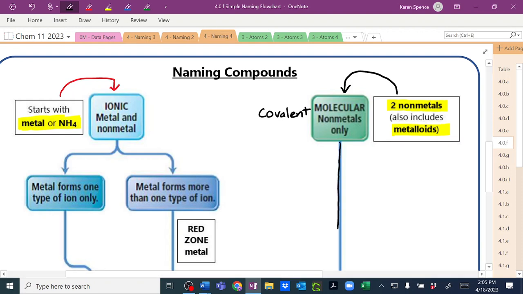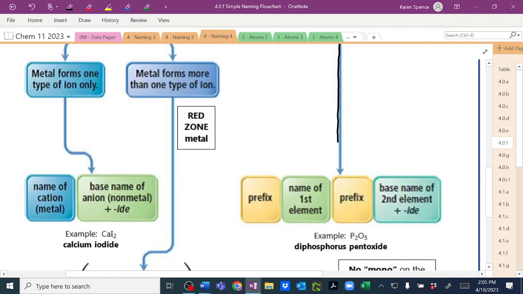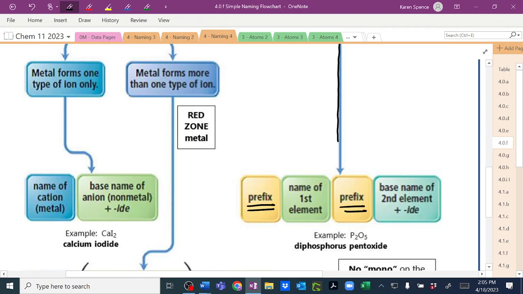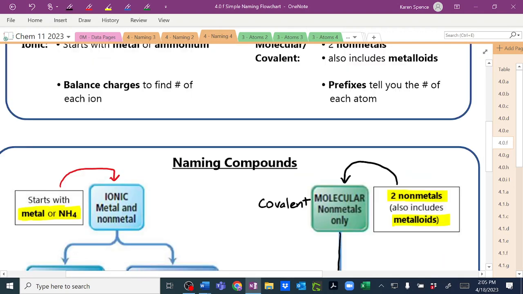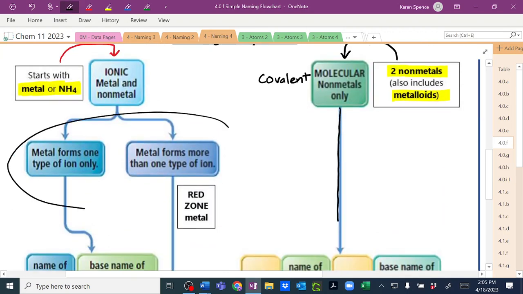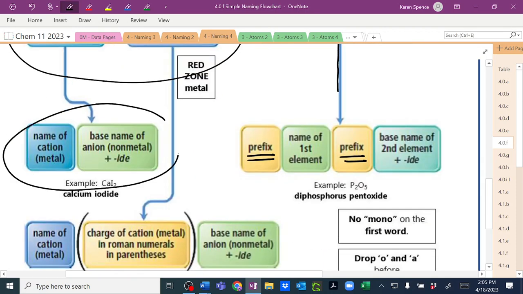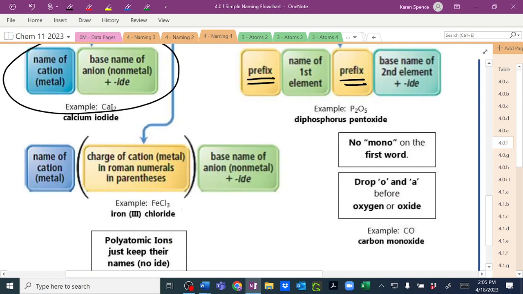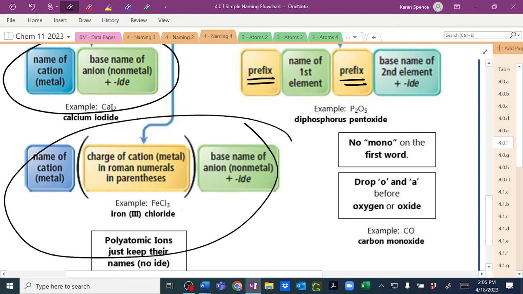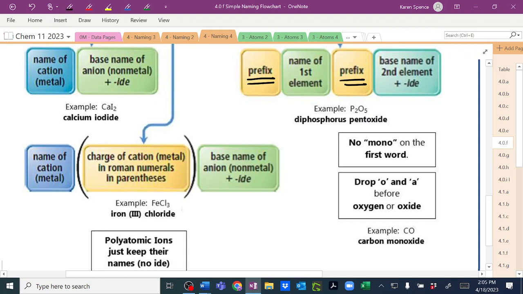Let's follow our arrow all the way down here. Oh, look, if it's covalent, that's where I use the prefixes. You'll notice nowhere on the left-hand side, if we go all the way down and we're looking on the left-hand side, any prefixes here? Nope. Any prefixes here? Nope. Any prefixes here? Nope. So there's no prefixes unless it is two non-metals.